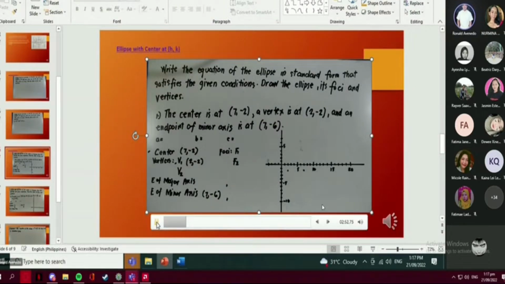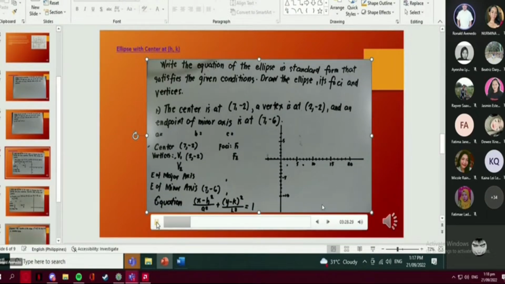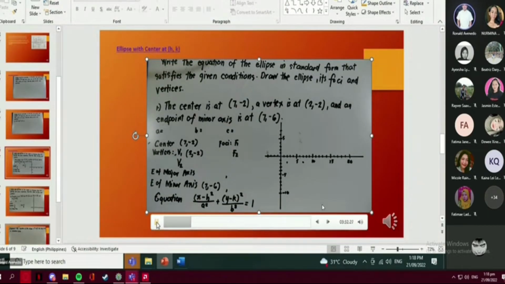So if we write the equation, since it is horizontal, a should be the denominator of x. Our guide here would be (x - h) squared over a squared plus (y - k) squared over b squared is equal to 1. If you're going to use the table, this is the second column. So you have the guide, then solve for the rest of the points.